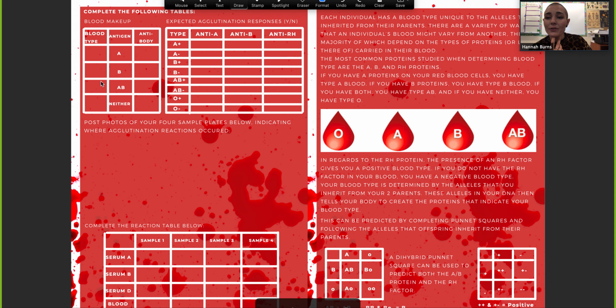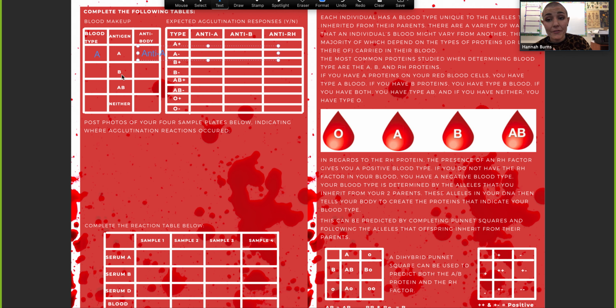So I went over both of these tables beforehand, but I'll do an example for the top row of each of them just to make sure we're comfortable. For this first table, based off of the antigen that's present on the cell, tell me what your blood type is and what antibodies would react to it. For example, if I have a red blood cell that has an A antigen present on the surface of the cell, then my blood type is type A. And the antibody that reacts to this antigen is called anti-A. So that is the way to complete this.